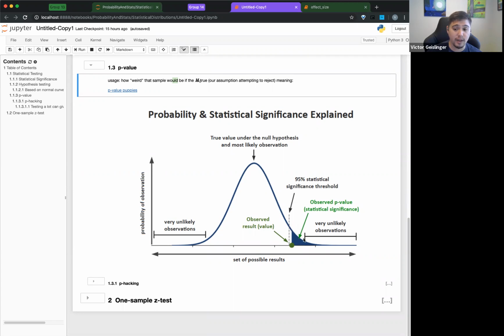These are, like you said, very unlikely. And then this is basically saying, okay, what is the observed p-value? So essentially, what is the p-value from this observed point, and does it allow us to actually make a significant change? Okay, cool.